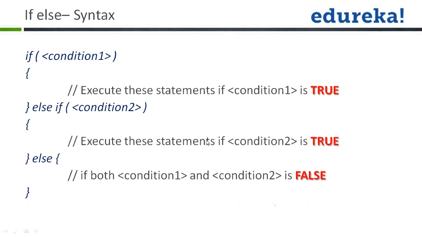The nested if else: if condition 1 is true, execute these statements. Now if you want to place some more conditions, if this is not true, let's check the other condition. In that case you have to place else if condition 2. Now it will check this condition and execute these statements if it is true, and if both conditions turn out to be false, it will execute the else block, that is, if both condition 1 and condition 2 are false.